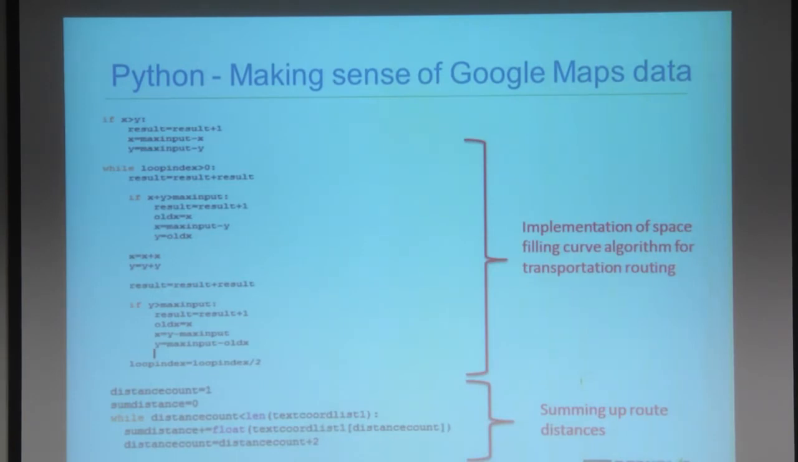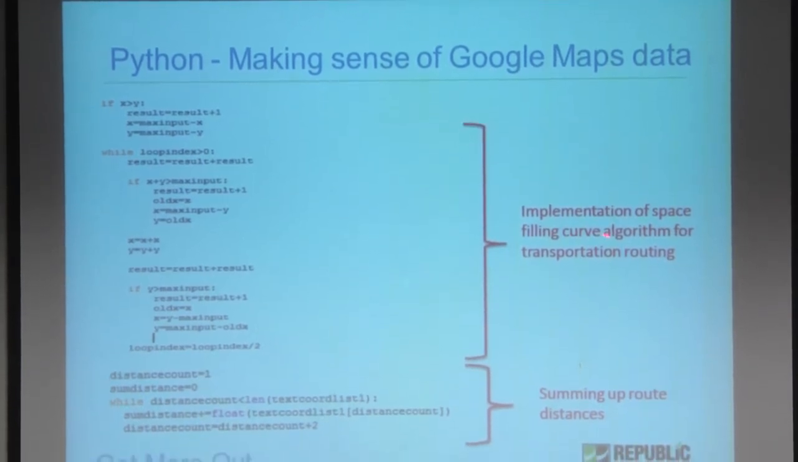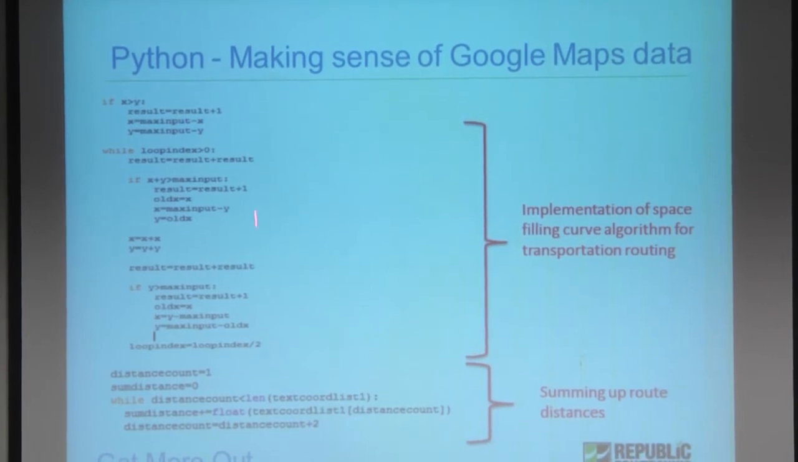So I mentioned a space filling curve algorithm, so that I can get the least distance traveled for all your points. This is a simple space filling curve algorithm implementation. I think it's quite intuitive. X is the horizontal coordinate. Y is the vertical coordinate. After that, I also sum the distances along the route that I picked from Google Maps API as well.